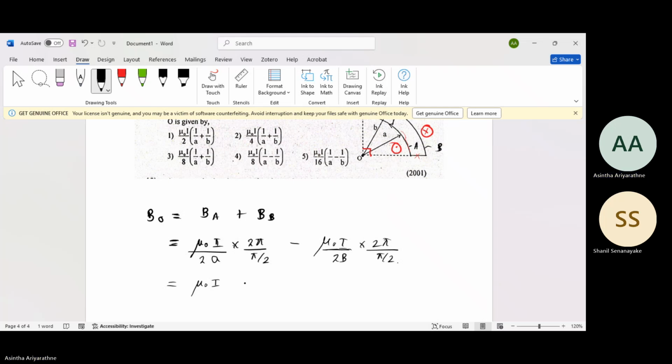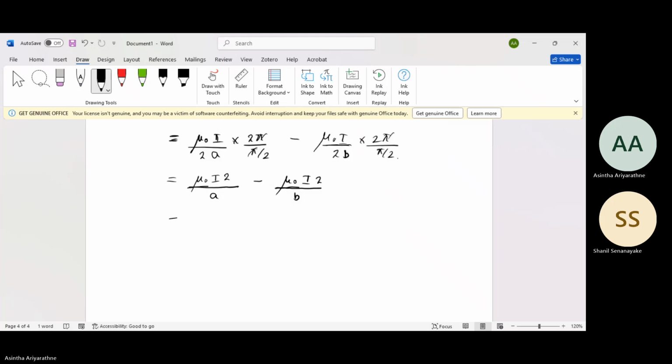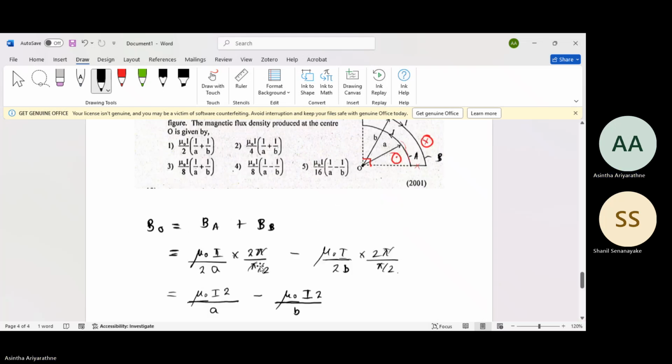So I gets cancelled out. Mu naught I over 2A minus mu naught I over 2B. Simple. So 2 mu naught I.